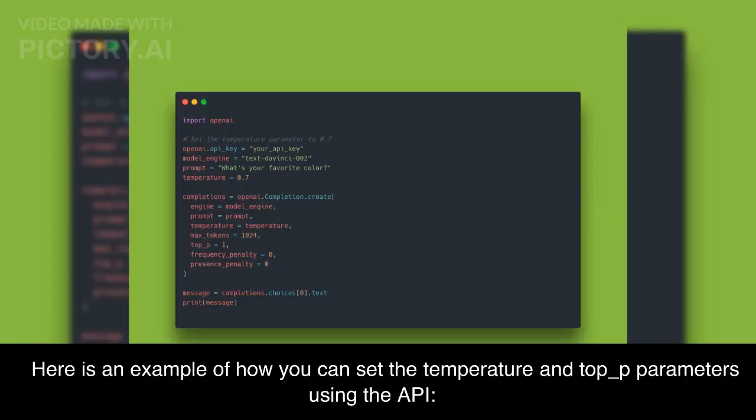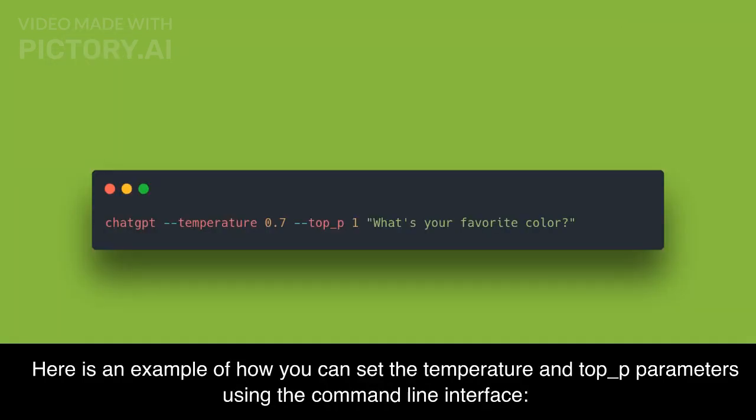Here is an example of how you can set the temperature and top_P parameters using the API. Here is an example of how you can set the temperature and top_P parameters using the command line interface.